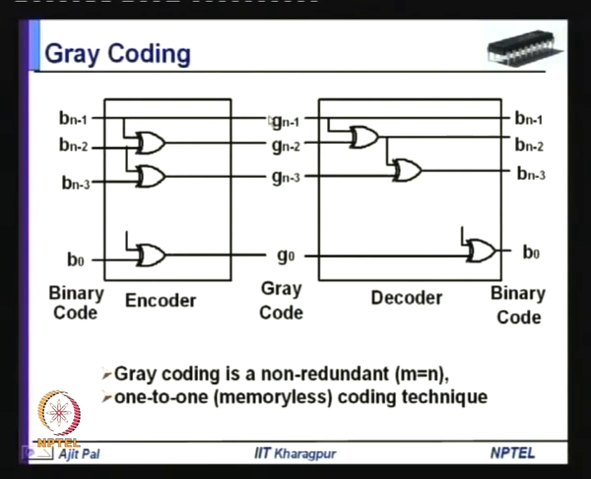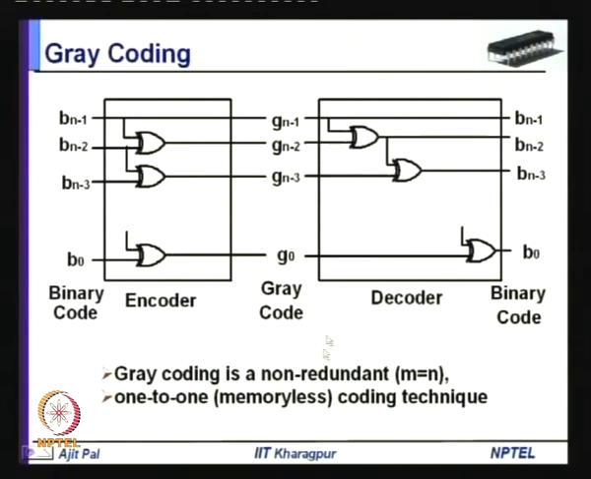This is how you can get the various gray codes, and similarly you can get back the binary codes in this way. B(n-1) is equal to G(n-1), and B(n-2) is equal to B(n-1) exclusive OR G(n-2), and so on. So, in this way you can get back the binary codes.